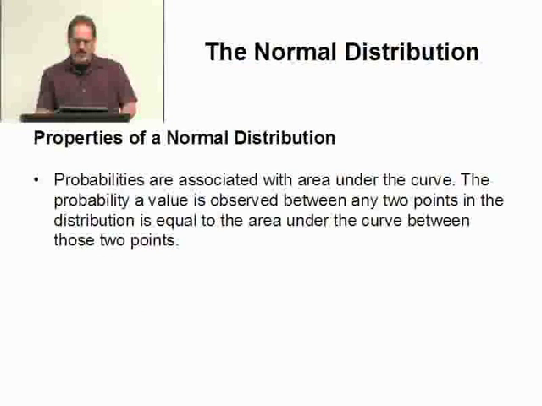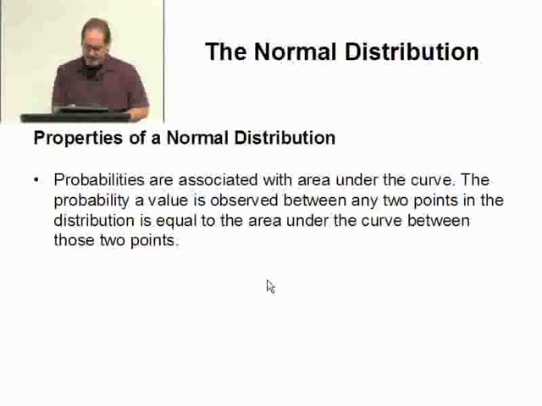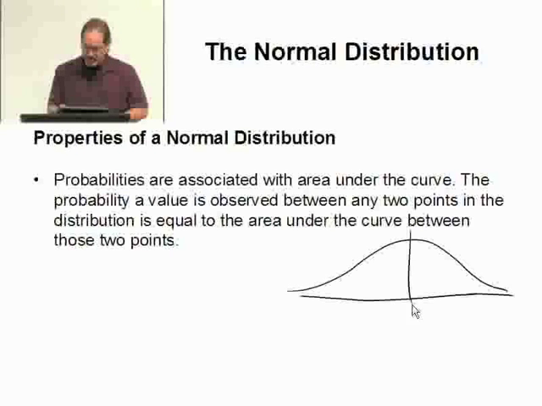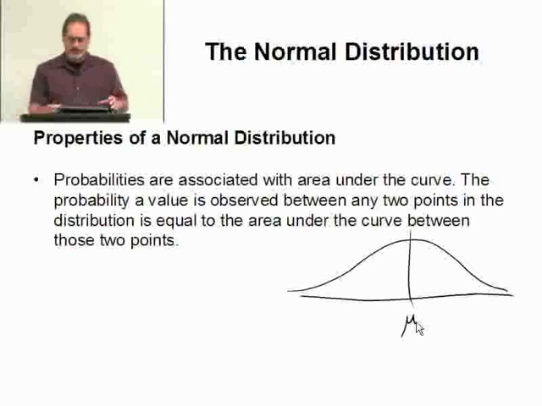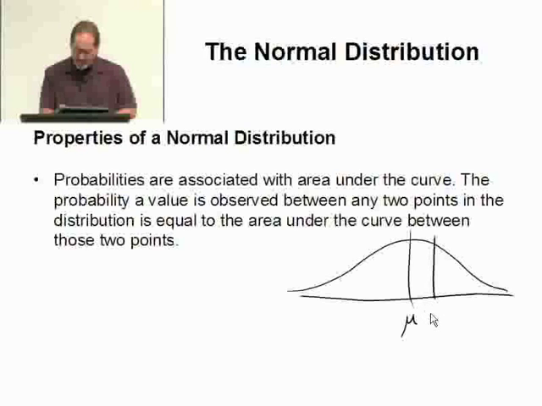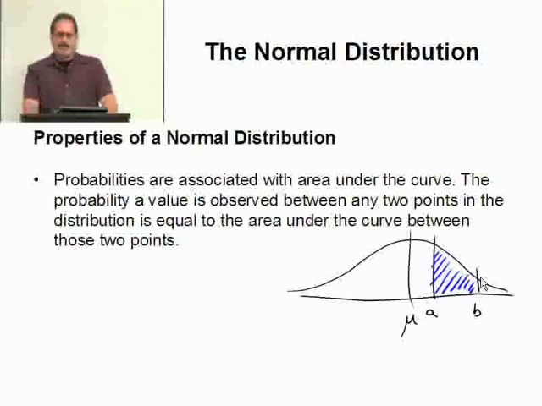Probabilities are associated with the area under the curve, as I said a moment ago. The probability of a value observed between any 2 points in the distribution is equal to the area under the curve between those 2 points. So, in other words, if this is my curve that I'm working with, and here's the mean right down the middle, whatever the value happens to be, if I want to know the probability of observing a value between A and B or from A to B, that probability is going to be the same as the total area that's under the curve in between A and B.